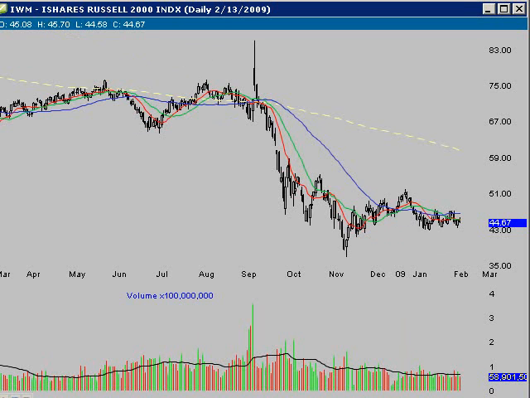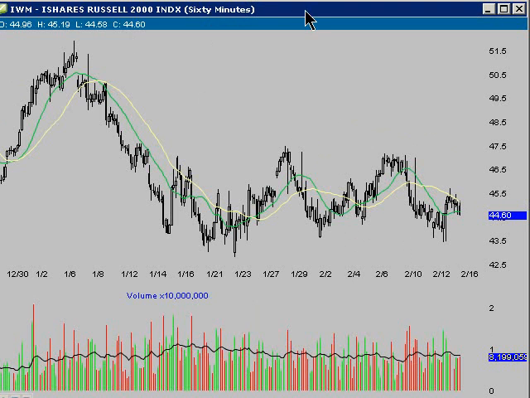Another one on my list is IWM, the ETF that tracks the Russell 2000. It's looking probably the weakest of all the indices. We've had this uptrend line here that was broken, got a little bit of a rally up from it. Zooming in on a 60-minute time frame, it looks a lot like the S&P that I pointed out earlier. We've had this level of resistance here that we couldn't get past.